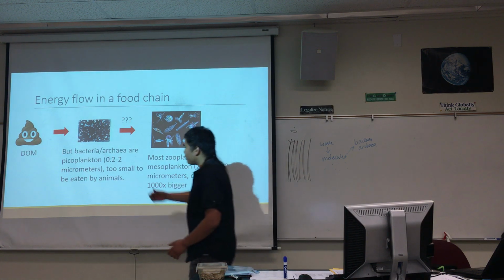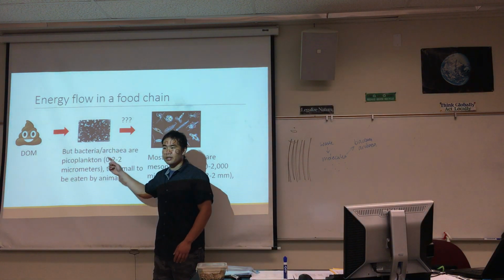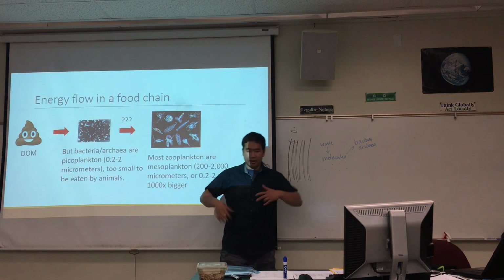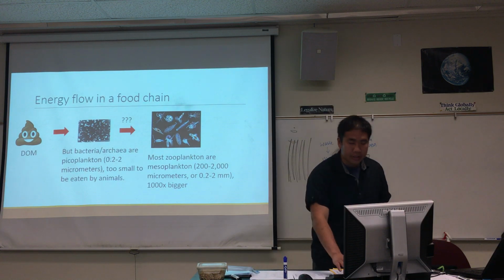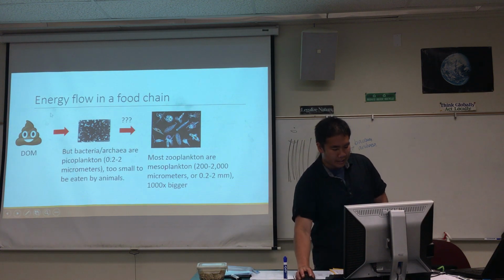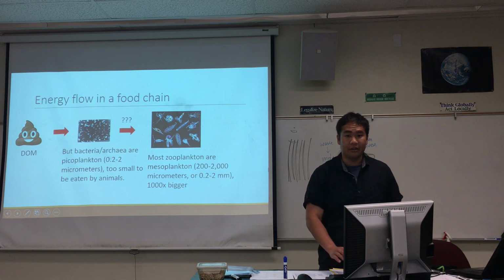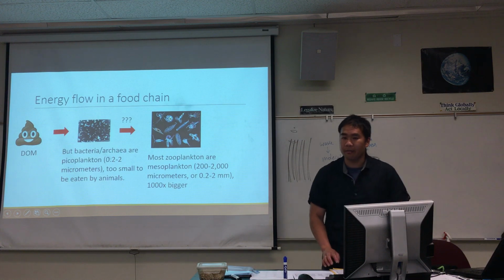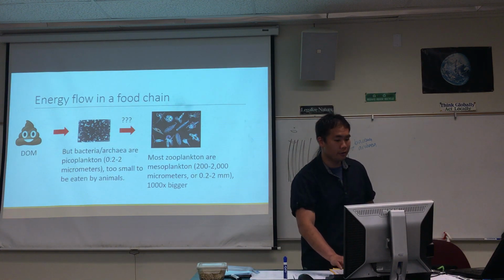Something small enough to eat the picoplankton is going to be bigger than this. Maybe even big enough to be eaten by this. Are we getting it now, right? We need to come up with something in between that eats this and gets eaten by that, which can properly transfer the energy. The energy cannot transfer directly because these are too small to be eaten. That was the concept from the end of the last lecture, right?